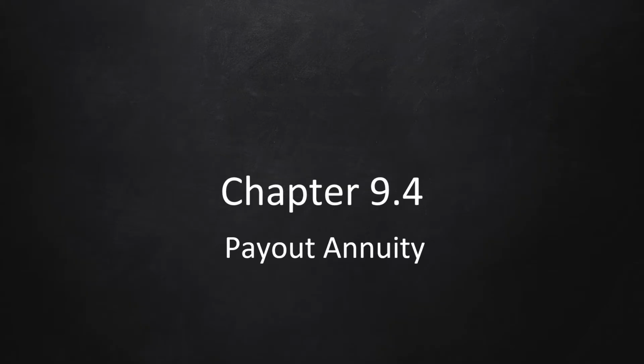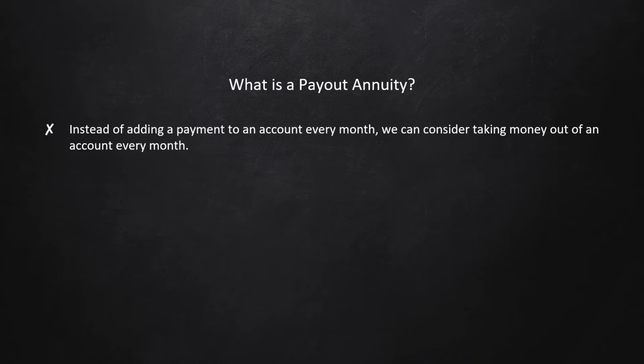Jumping into our next topic, we have payout annuities. What's a payout annuity? Well, it's the opposite of an annuity. Specifically, in the case of an annuity, we add regular payments, we save up every month so that we can take out the amount at the end, so we can have that $300,000 or whatever.